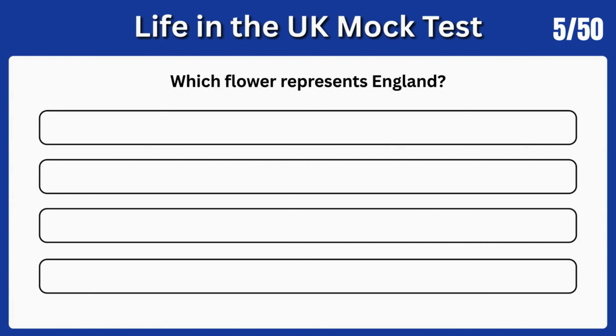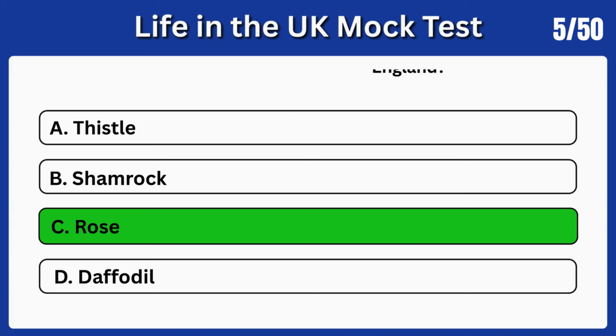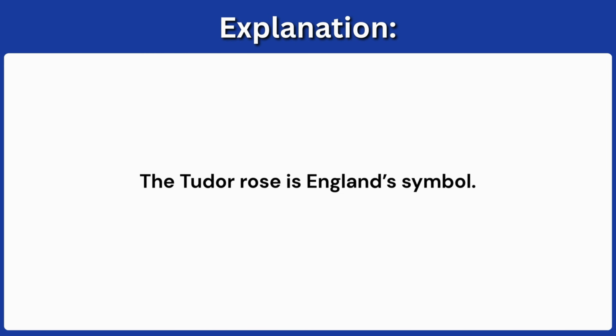Question 5. Which flower represents England? A. Thistle. B. Shamrock. C. Rose. D. Daffodil. The correct answer is C. Explanation. The Tudor rose is England's symbol.